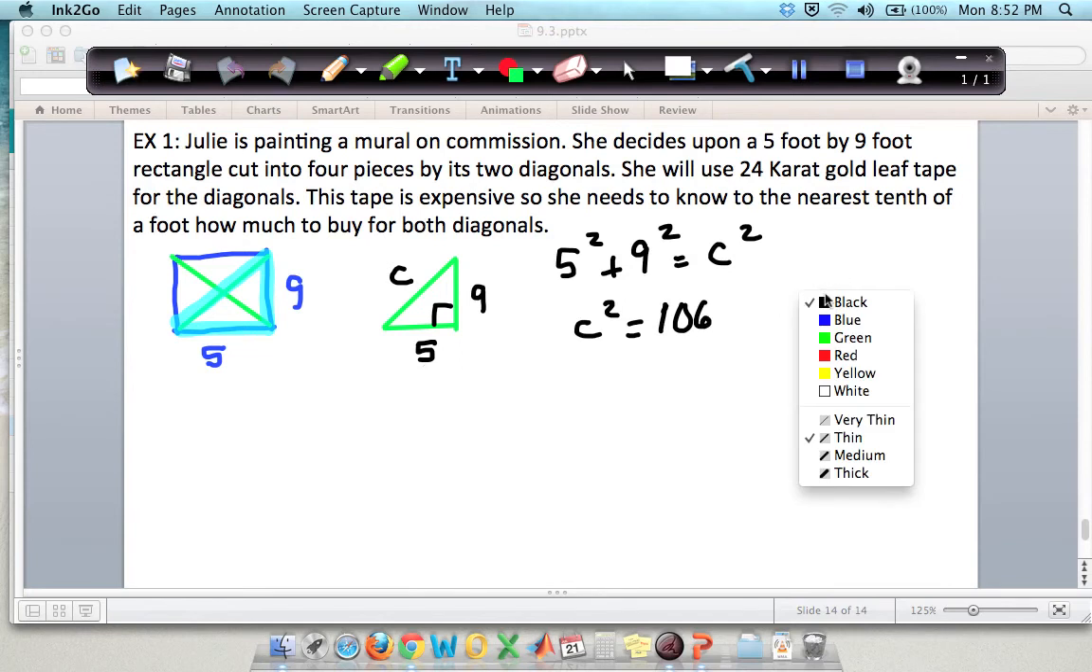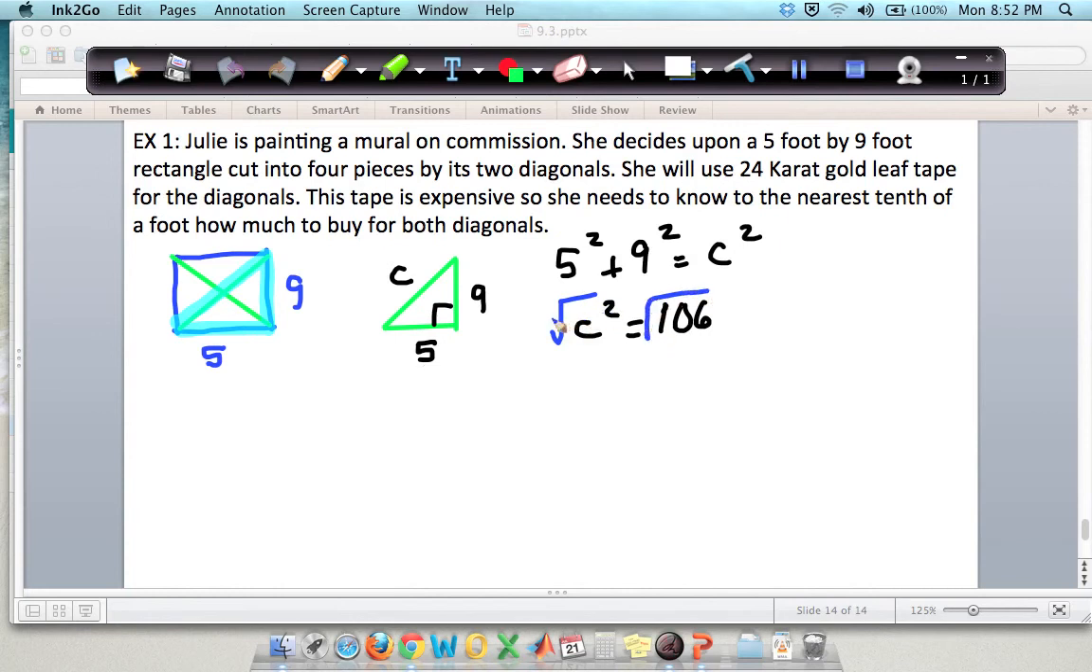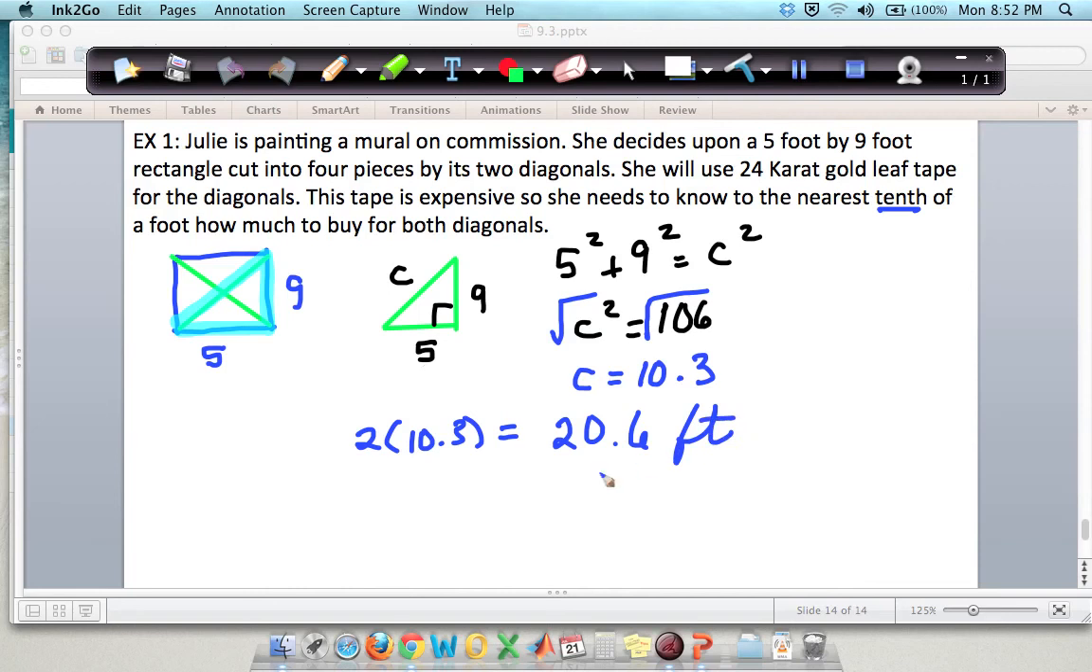And then to get c by itself, you actually take the square root of both sides. The square root and the squared cancel each other out. Just remember the index here is 2. 2 goes into 2 one time. So that's kind of a long way of writing that. And I only want the positive answer here because we're talking about distance, and you get 10.3. Okay, so that's for one of the diagonals, but I have 2, so I need to double that. So 2 times 10.3 gives you 20.6, and I'm rounding to the nearest tenth, so that's 1 decimal place. So 20.6 feet is how much she'll need.